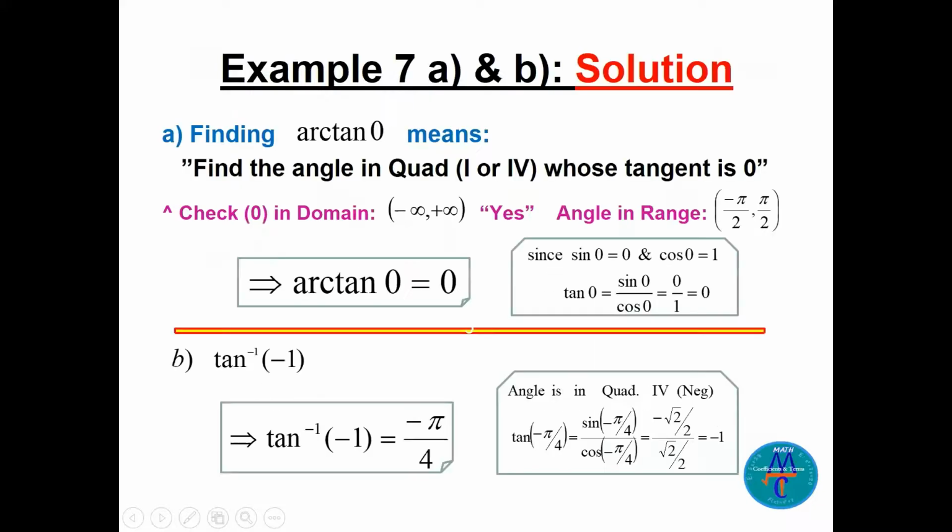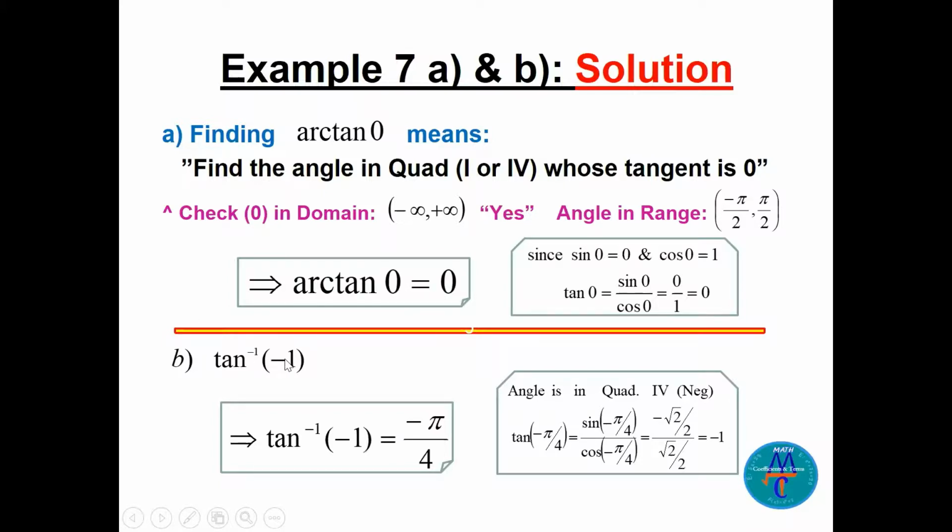This is an easy question. Tan inverse of 0, find the angle whose tangent is 0. That angle is 0, because sine of 0 is 0, cosine of 0 is 1, and 0 over 1 is 0. See, 0 is in between minus infinity to infinity, and the angle is between minus pi over 2 to pi over 2. So arc tan of 0 or tan inverse of 0 is 0.